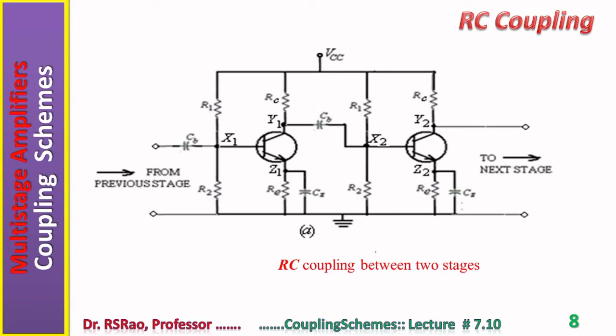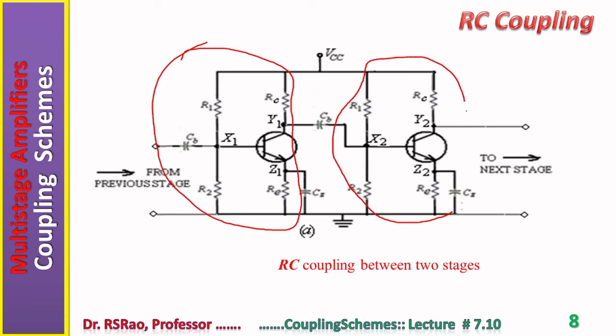Here are shown two stages of a multi-stage amplifier. This is one stage. Nothing special here, just a BJT amplifier stage, CE. Another stage. These two stages are connected through a capacitor. A capacitor is used for connection between the stages. So it is RC coupling between two stages.